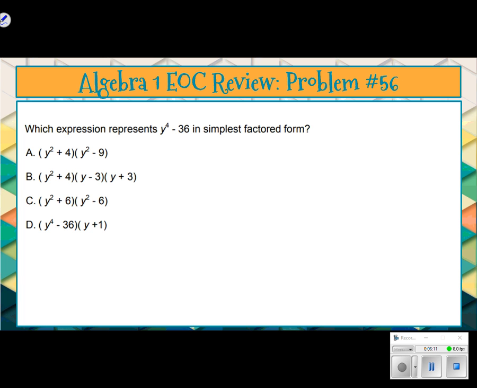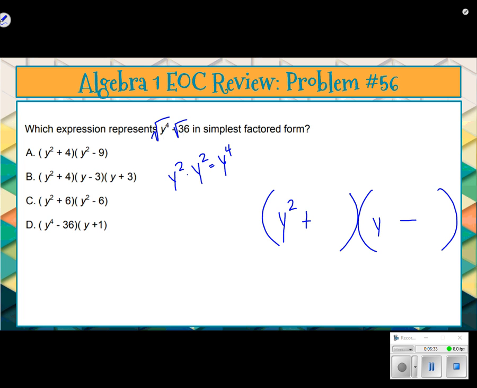All right, this is one of our special polynomials, so that means that we have two parentheses that almost match. One has a plus, the other has a minus. We used the square root trick when we did this. The square root of y to the 4th is y squared because y squared times y squared is y to the 4th. So in the front, each one gets a y squared. And then in the back, the square root of 36 is 6. So we've got a positive 6 and we've got a negative 6. So does that match? I do believe it does right here.